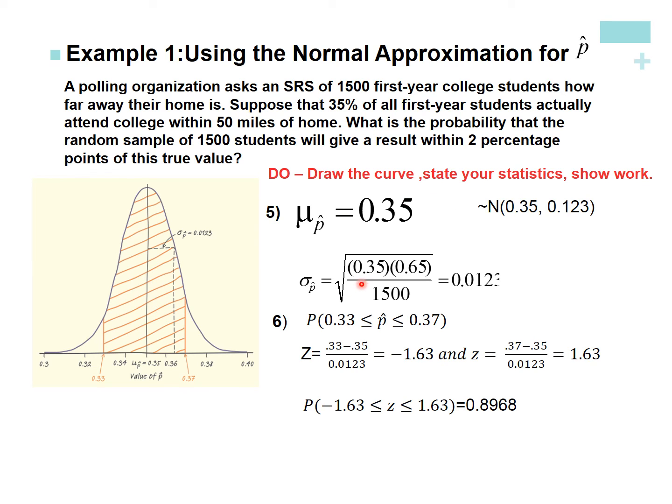All right, so what's the next step? Okay, so I have the mean and standard deviation. The next step is to say, okay, what probability am I actually finding? I'm finding the probability that p hat is between 0.33 and 0.37. Okay, well, how do I find the probability that p hat is between 0.33 and 0.37?